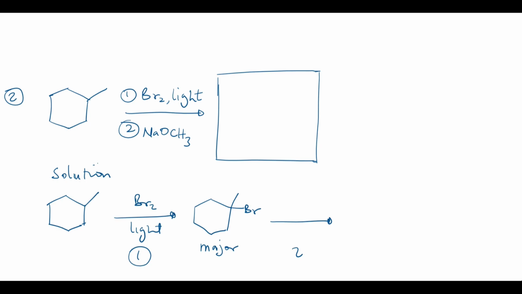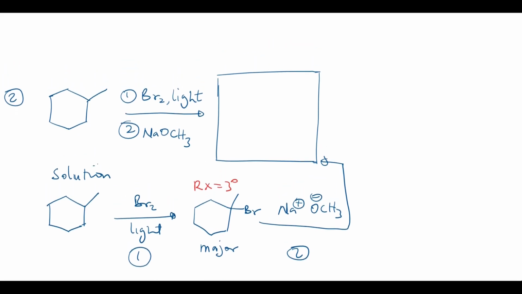Now, in step 2, we are reacting this alkyl halide with sodium methoxide. To predict the product of this reaction, we need to ask ourselves the question, what type of alkyl halide do we have? So our alkyl halide is a tertiary alkyl halide. Now for the nucleophile, the sodium methoxide is a strong nucleophile because there is a negative charge on the oxygen, which is an indication of excess electron density around the oxygen. So that makes it a strong nucleophile.